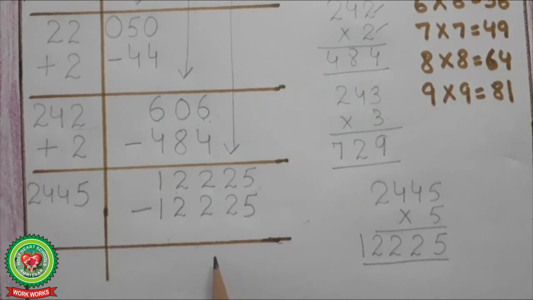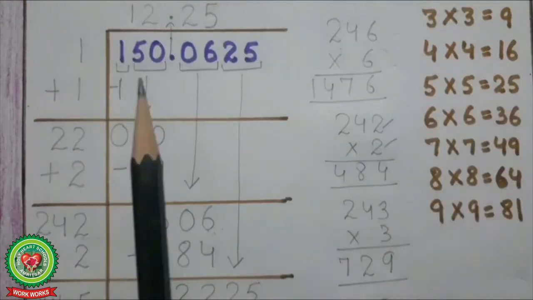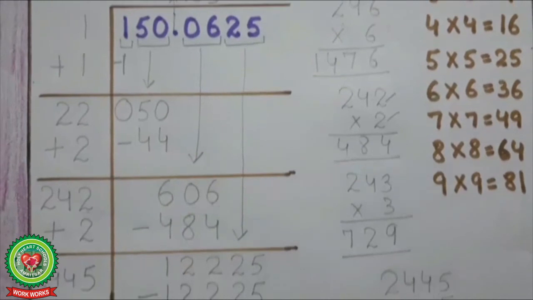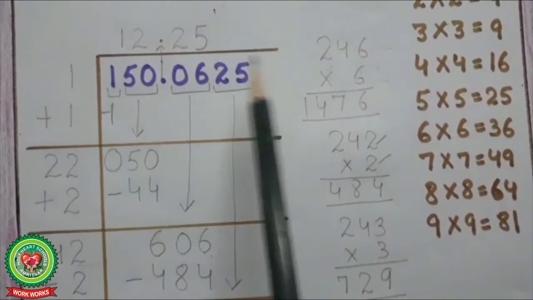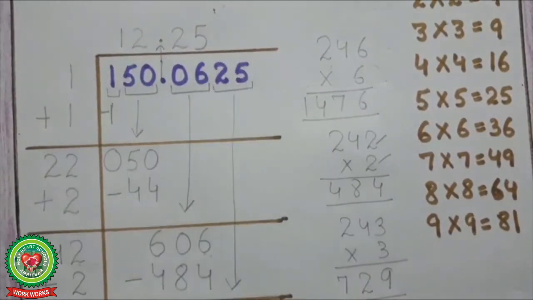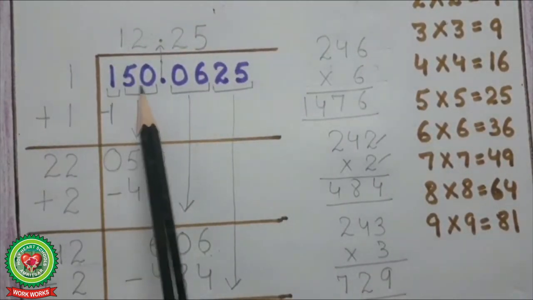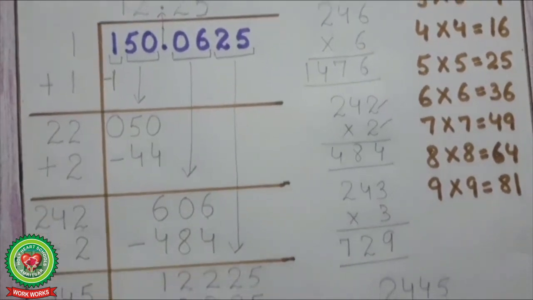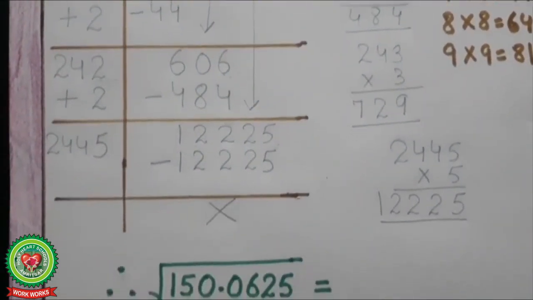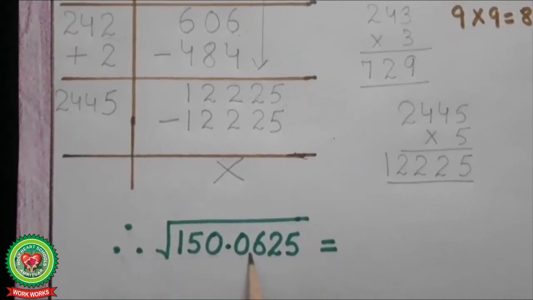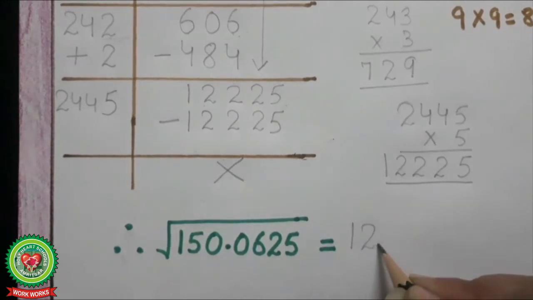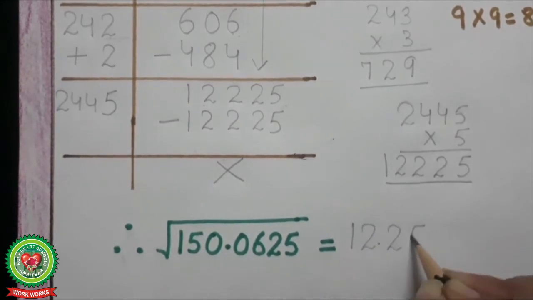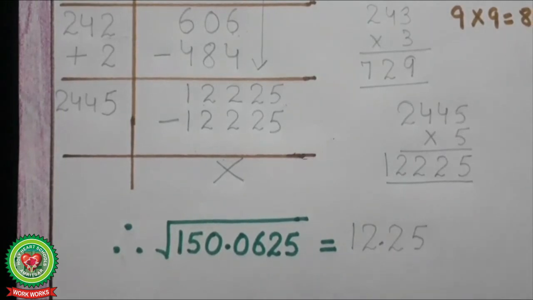Whenever in long division we get 0, we put a cross. Here in this question we are left with no pair and our remainder is also 0. So our current quotient, that is 12.25, comes out to be the required square root of 150.0625. So therefore, the square root of 150.0625 is equal to 12.25, which is our required answer.